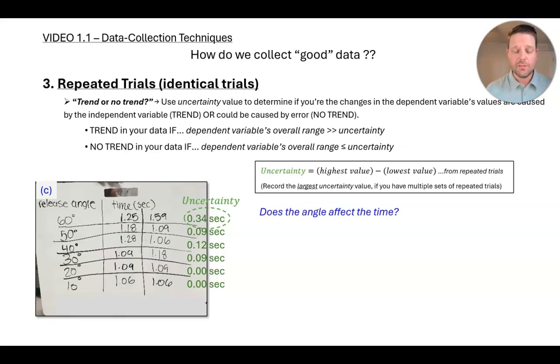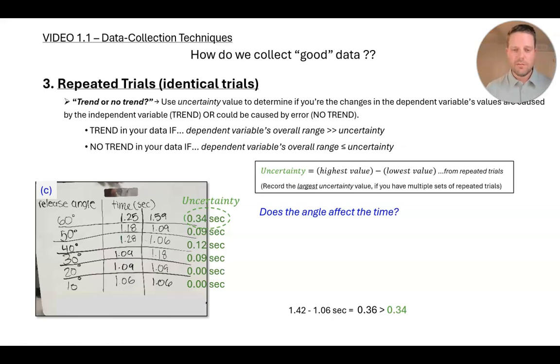So do we think that the angle affects the time? Well, let's see. The averages of these values, the highest average was 1.42 up here. The lowest one was the 1.06. So when we subtract those, we get 0.36, which is technically bigger than our 0.34. So what do we say here?